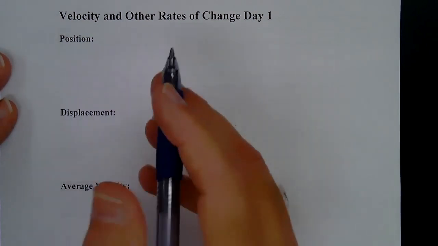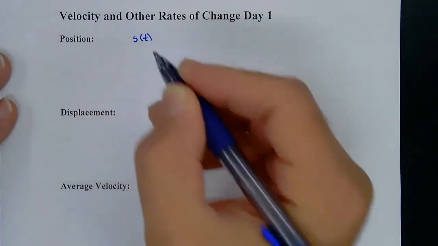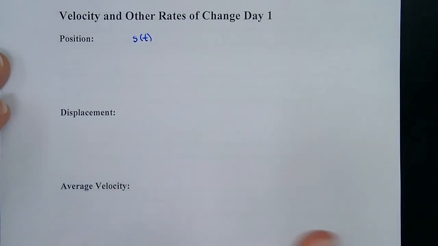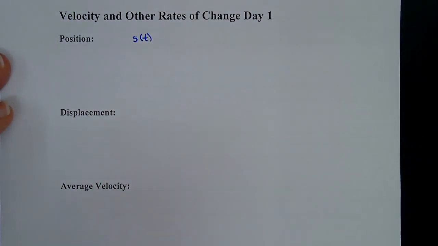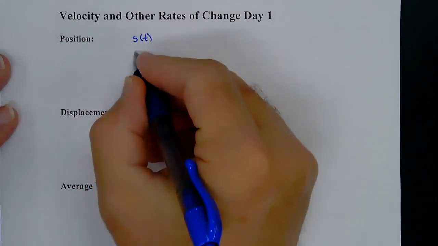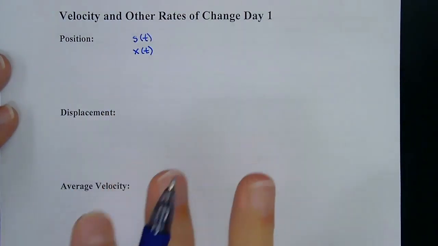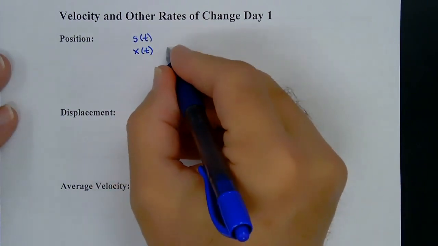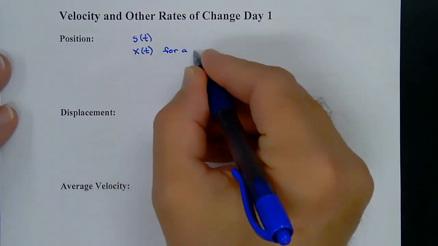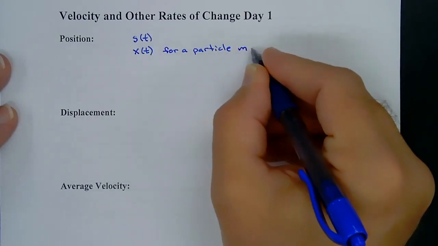So position, okay? A lot of times we'll use the function notation S of t. That's if we're moving in a straight line. For Calc AB, we have to be moving in a straight line, like left, right, up, or down, okay? But if you're not determining whether you're going left and right or up or down, we use S of t for position. If we're going left and right, then we reserve that for X of t, okay? So we use X of t for position like that. And so this is for a particle moving on the x-axis.